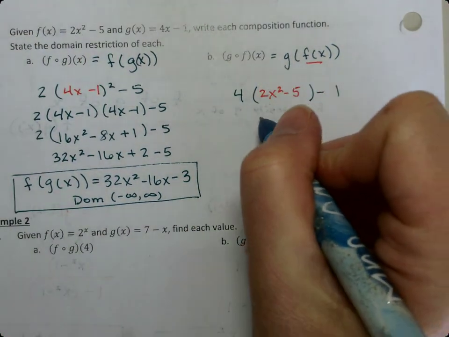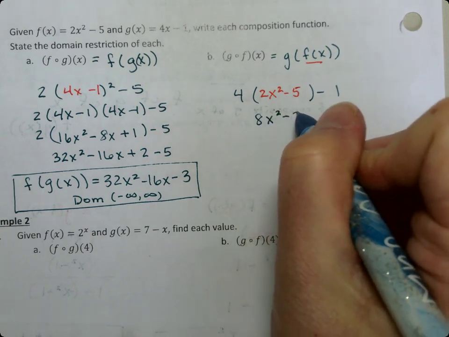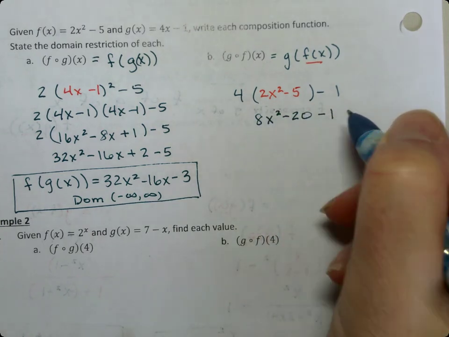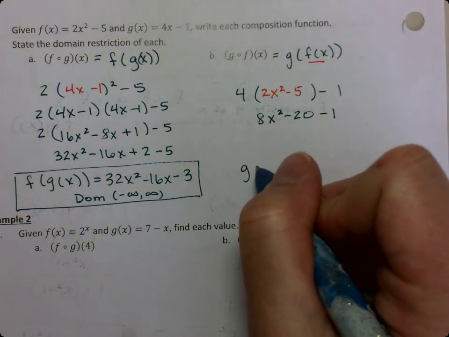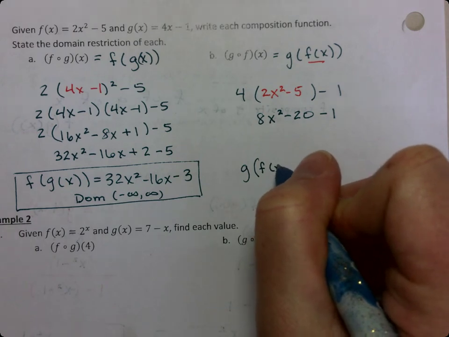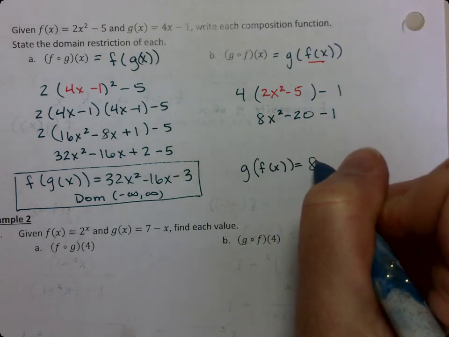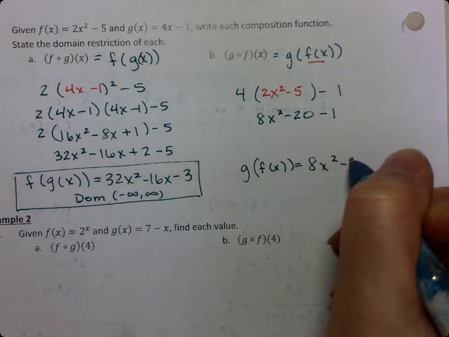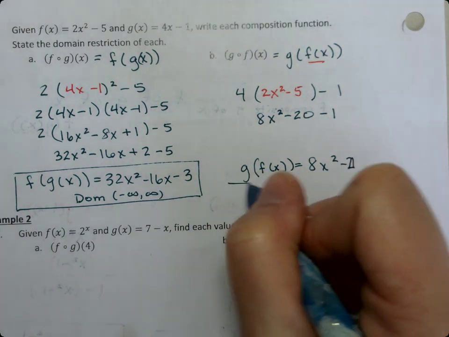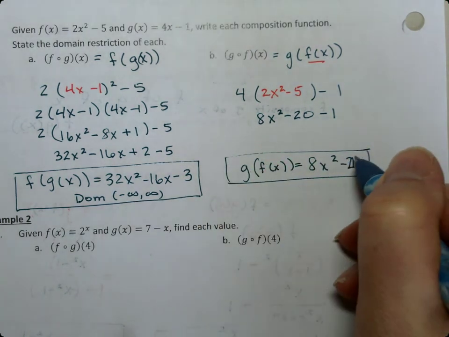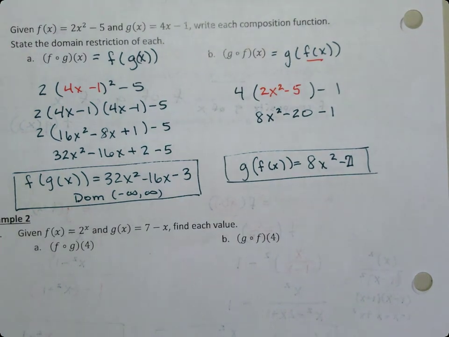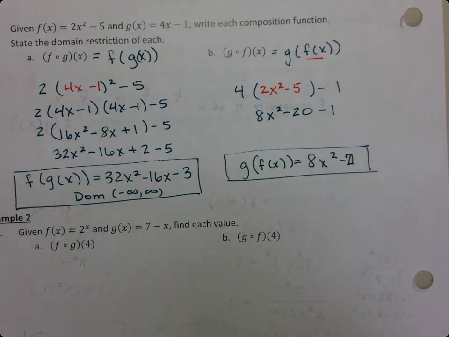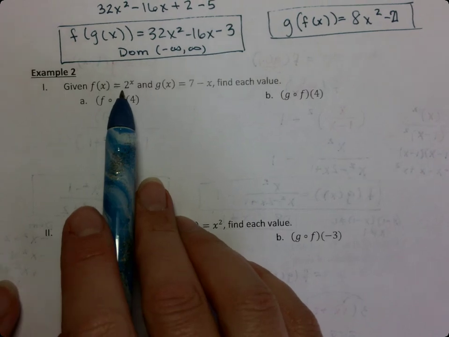All I have to do is distribute. I get 8x squared minus 20, and then minus 1. So clean that up. And what is my final composition? And I'm using that function notation. 8x squared minus 21. Not a good job of that, but there it is. 8x squared minus 21. Okay, now what's different about this next one is we have an exponential function.